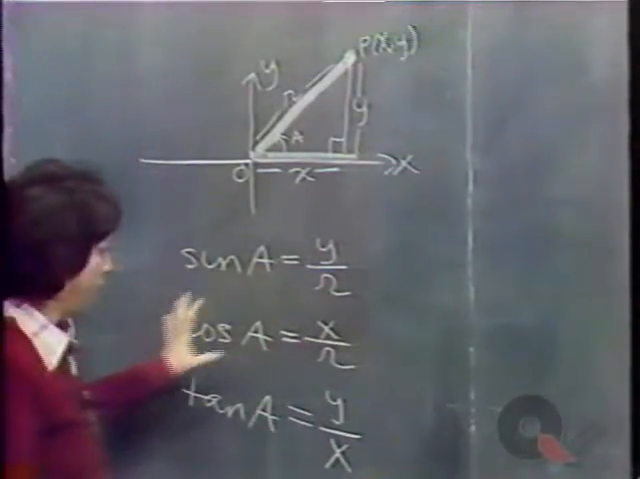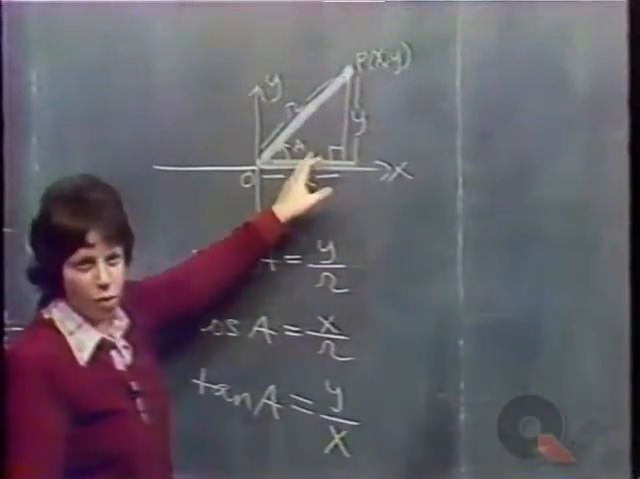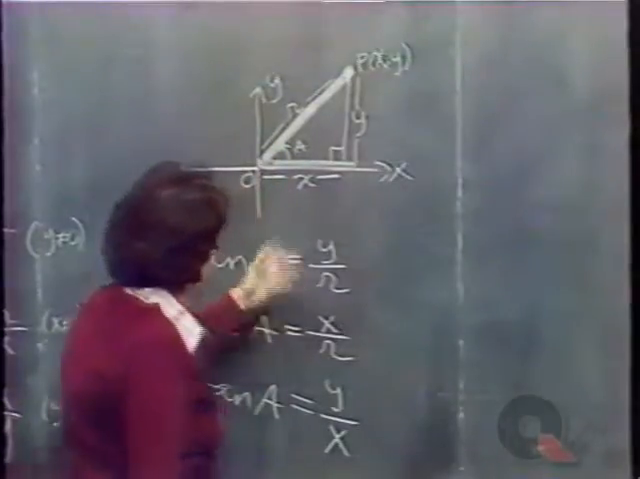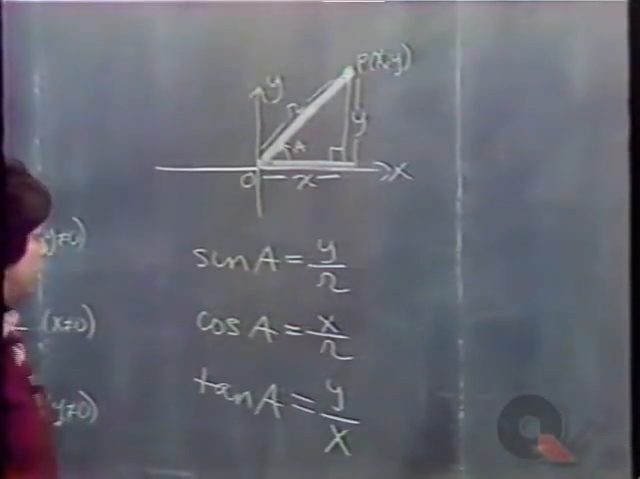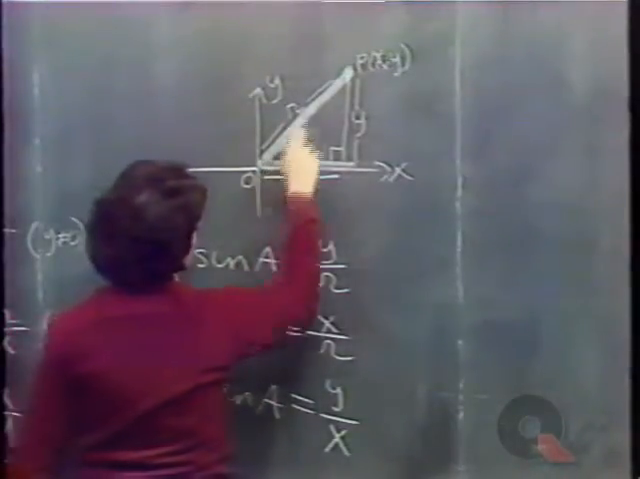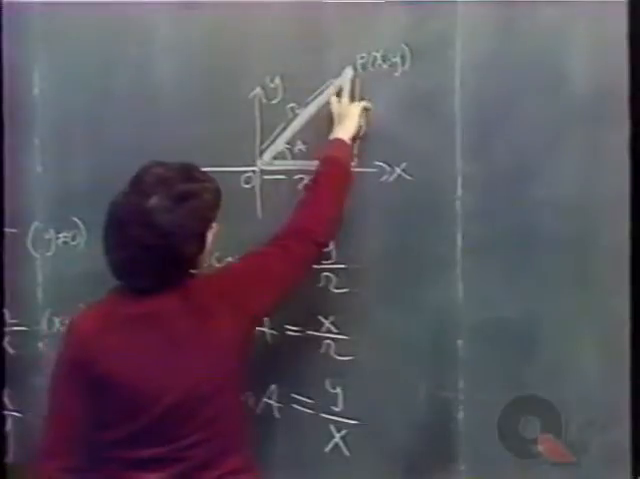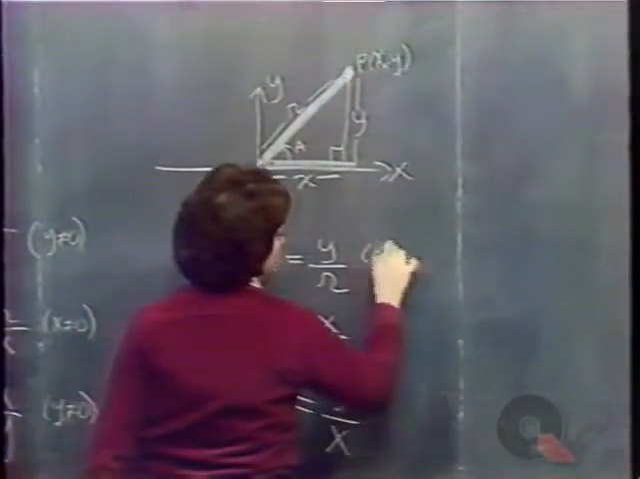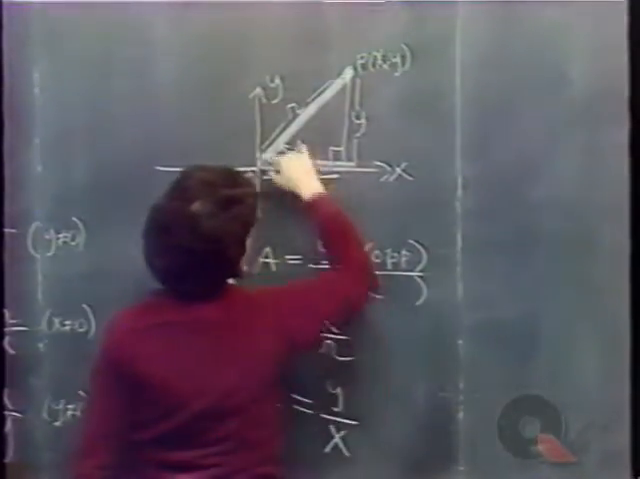These are for angles of any size. I would like to show you that if the angle A is in the first quadrant and can be thought of as an acute angle in a right triangle, these definitions will reduce to the ones that you learned earlier. Let's look at this angle A in this right triangle. Y is the side that is opposite angle A, and r is, of course, the hypotenuse.